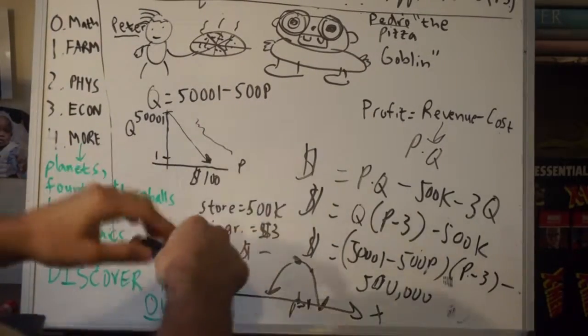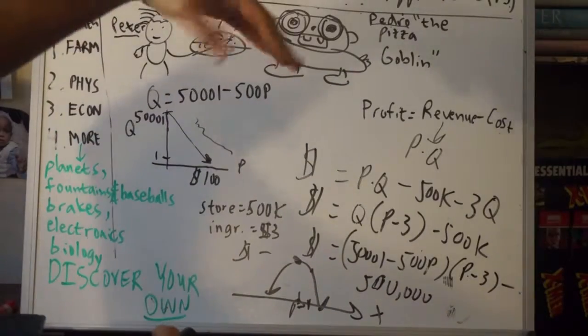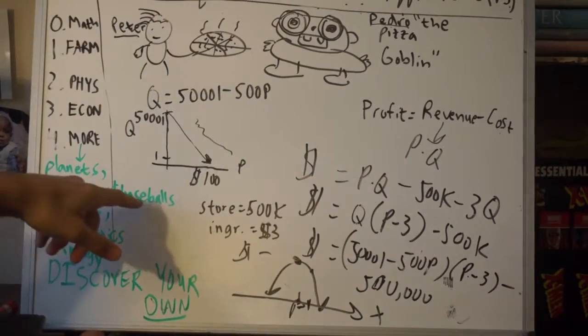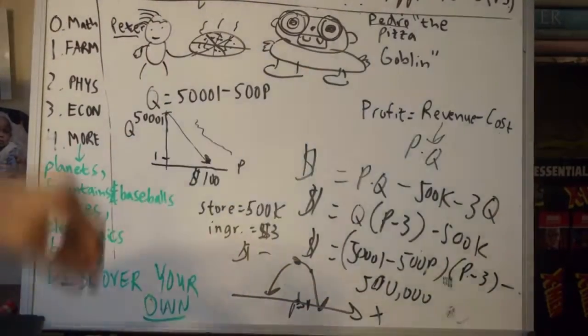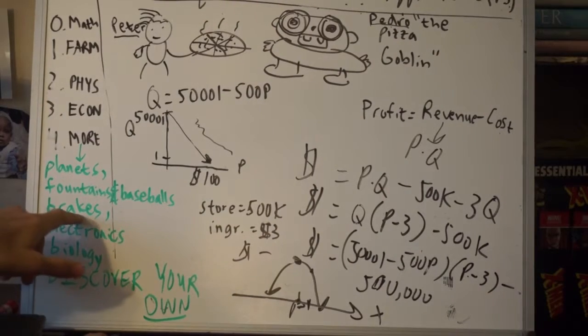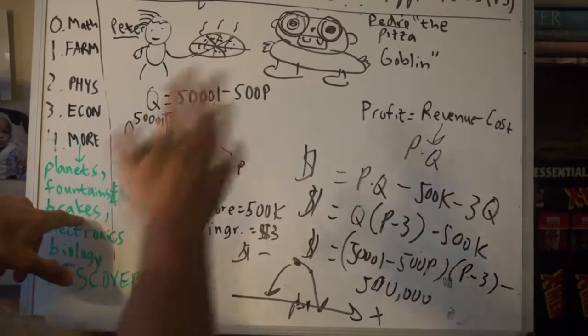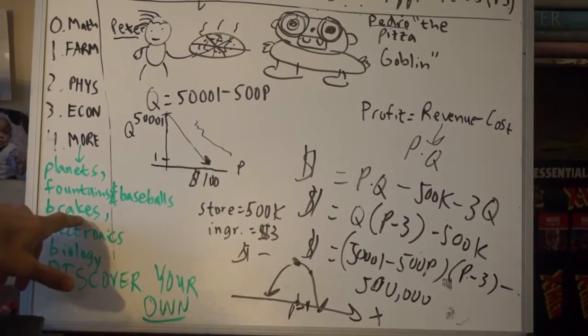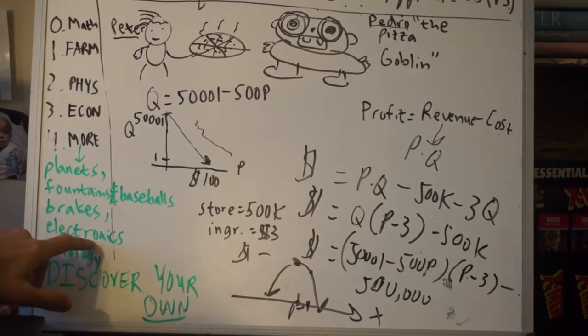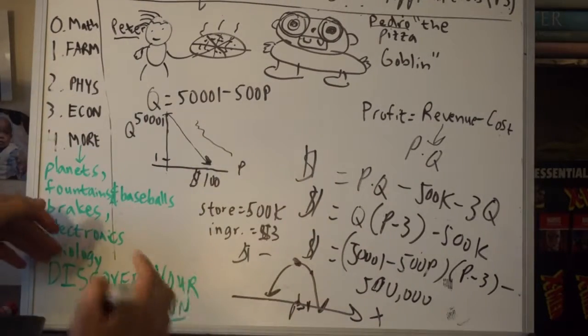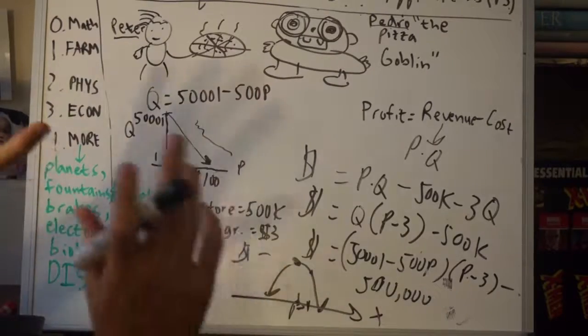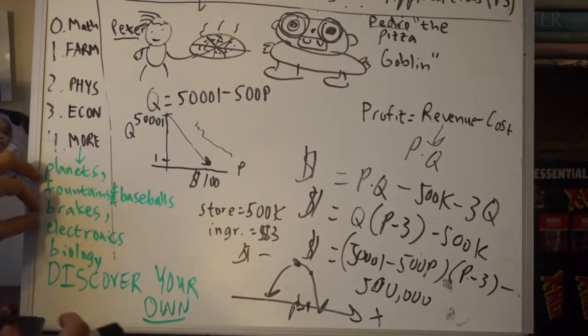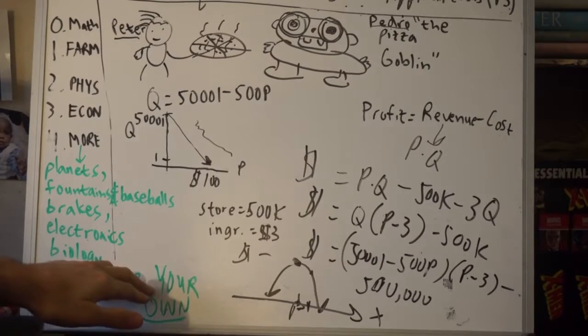Water fountains. If you ever wondered, why do water fountains have this shape? That's a parabola. Baseballs. If you throw a baseball, it's shaped like a parabola. Brakes, your car brakes. So if engineers didn't know anything about parabolas, you would be getting into car accidents. Electronics. I'll just leave it at that. Biology. And I encourage you guys to explore more on your own and discover your own applications.